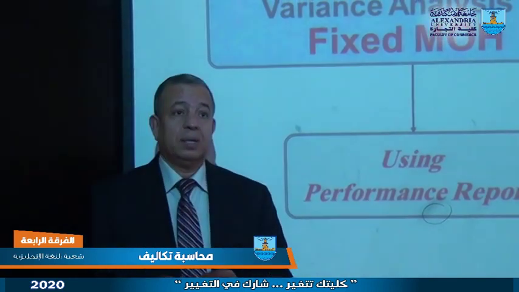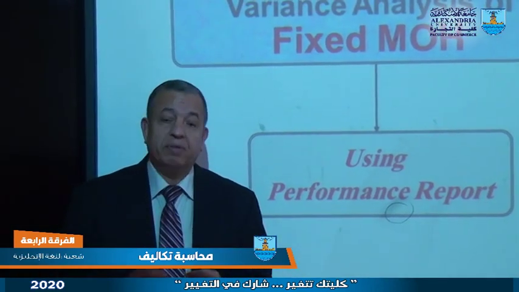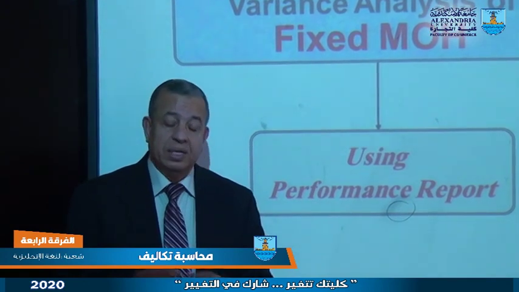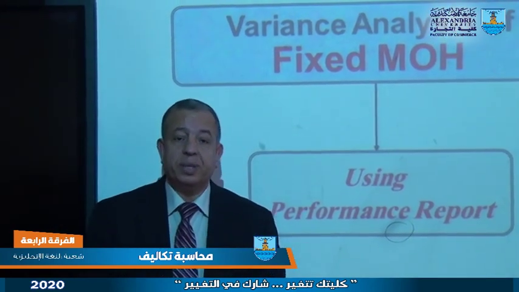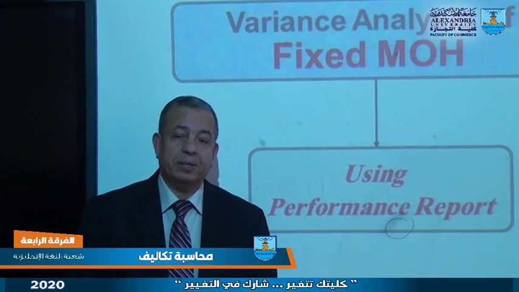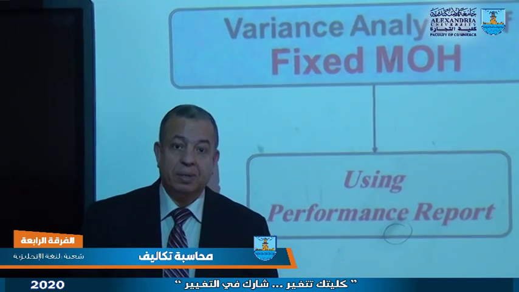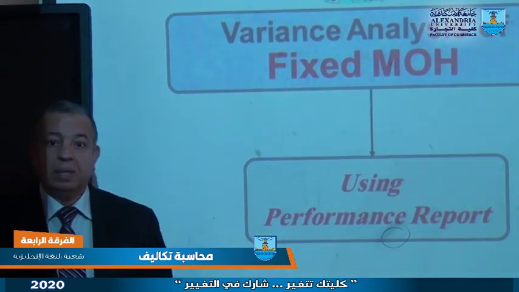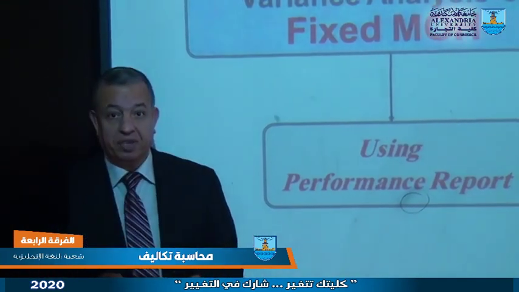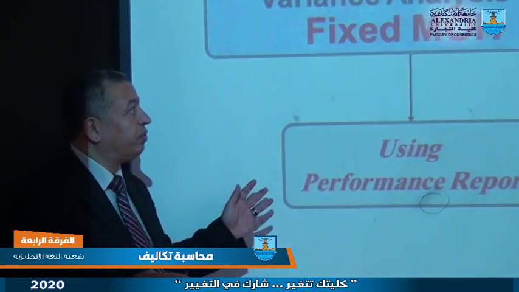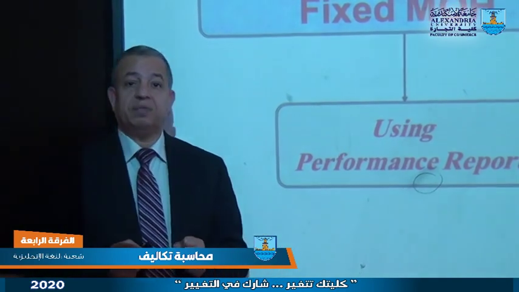Don't forget, when I speak about performance report, I need to calculate the total variance and then the reasons. The reasons when I use performance report will be two. The reasons for direct material, if you remember, quantity and price. The reasons for direct labor, efficiency and rate. The reasons for variable manufacturing overhead, spending and efficiency. What about the reasons for fixed manufacturing overhead and how to calculate these variances?